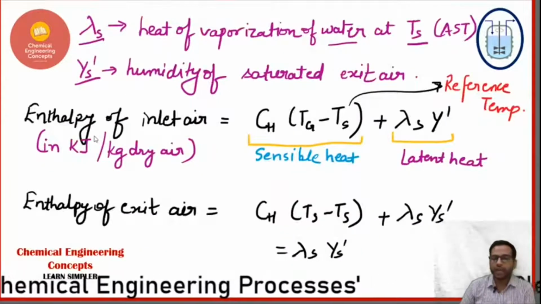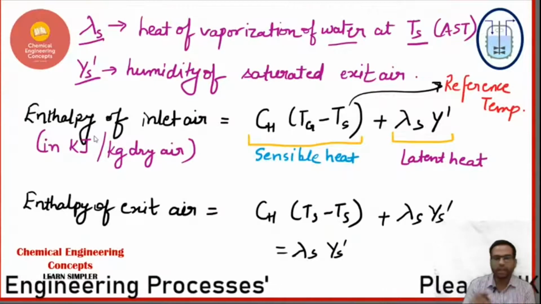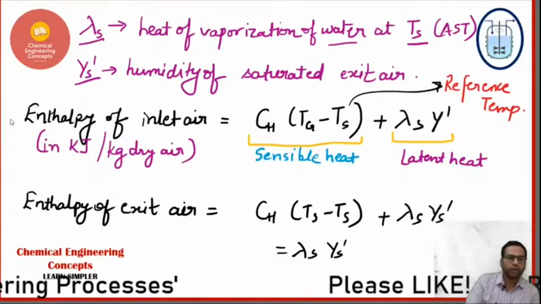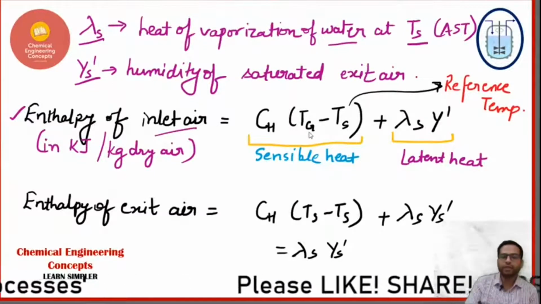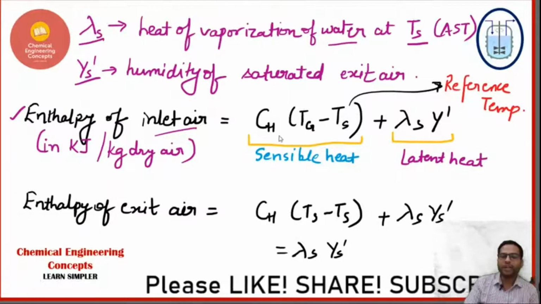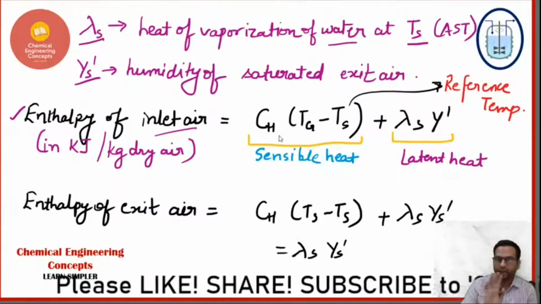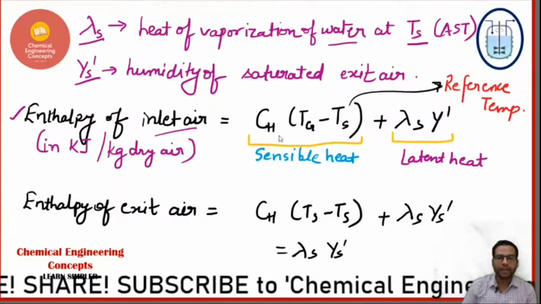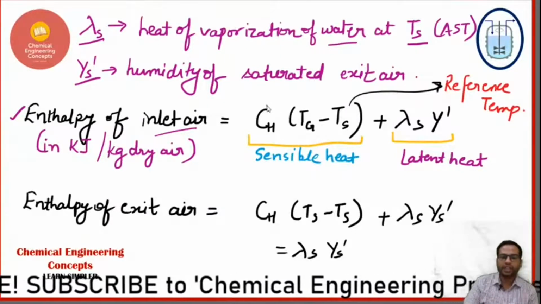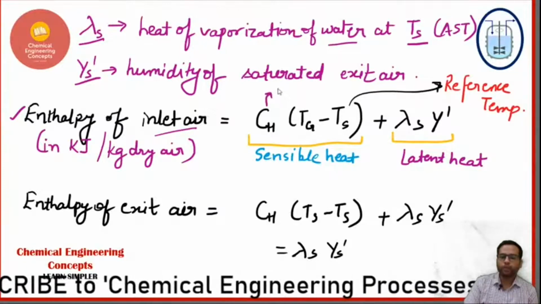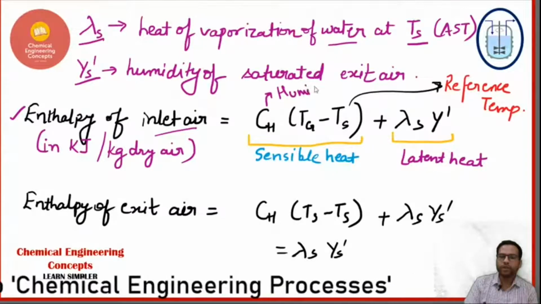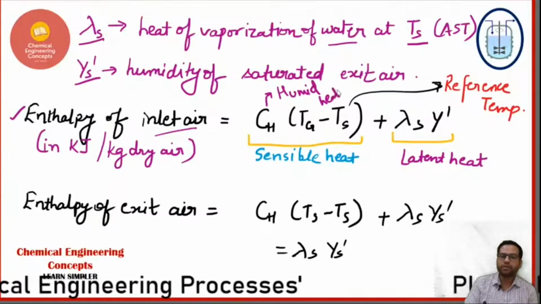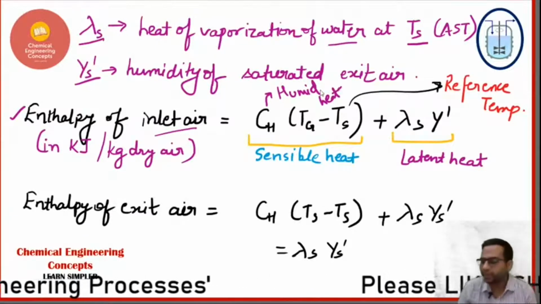So we must be having some enthalpy which is coming in and which is going out. So the enthalpy of the inlet air will be something, and it will have some sensible heat and latent heat. You must know about this basic definition of enthalpy, right? And this Ch is the humid heat, right? This is humid heat. So I hope you all know the definition of humid heat.